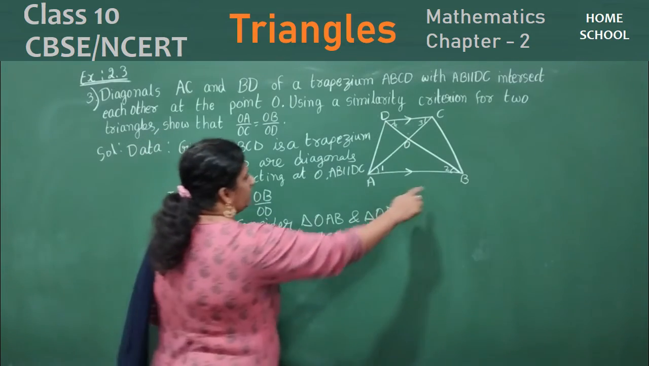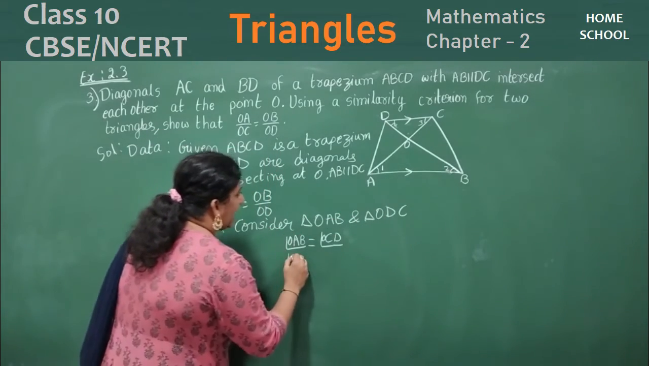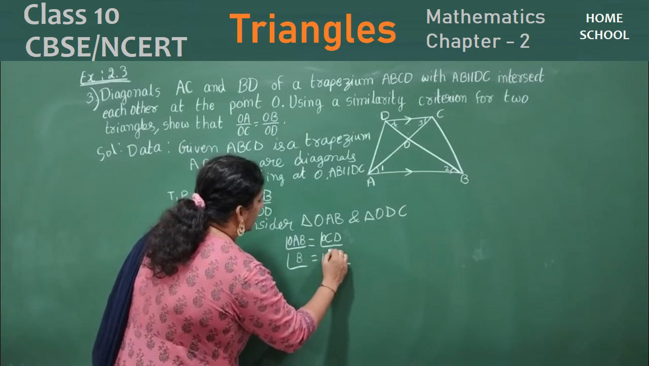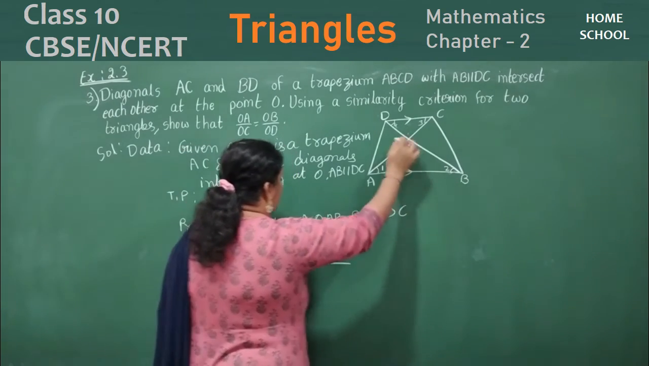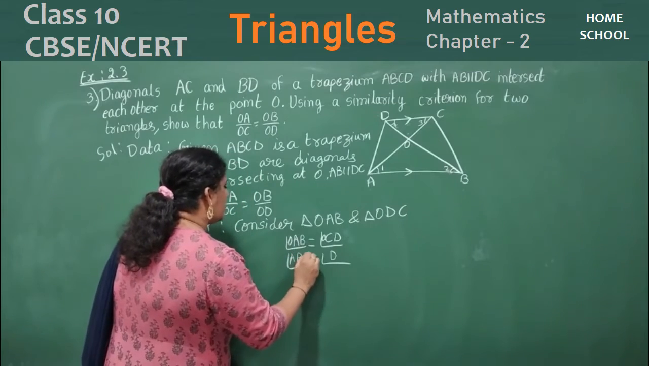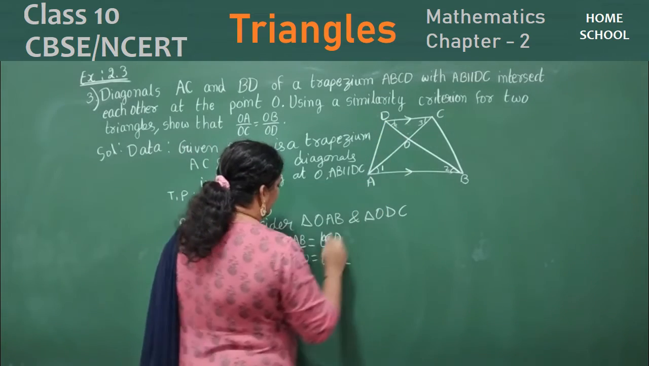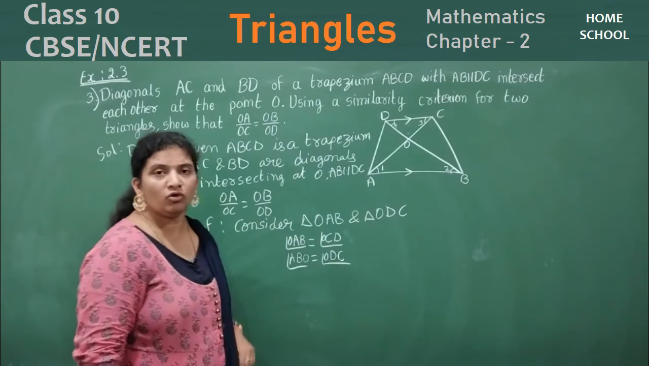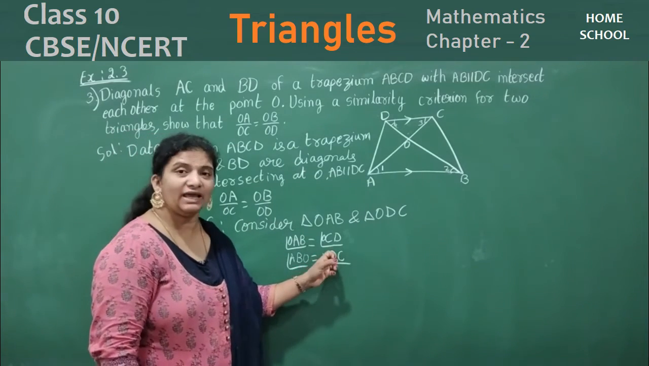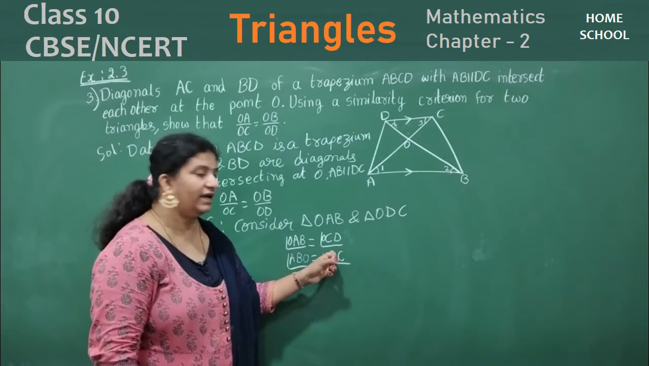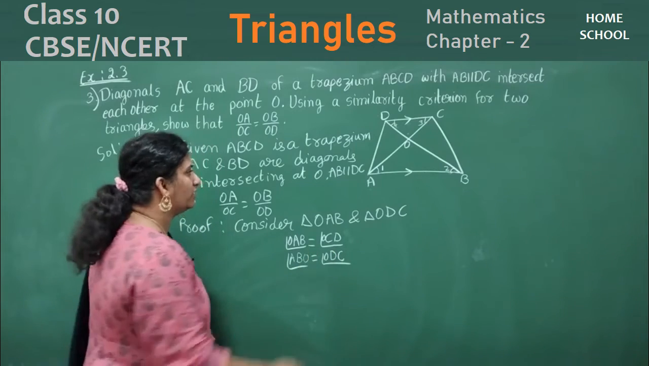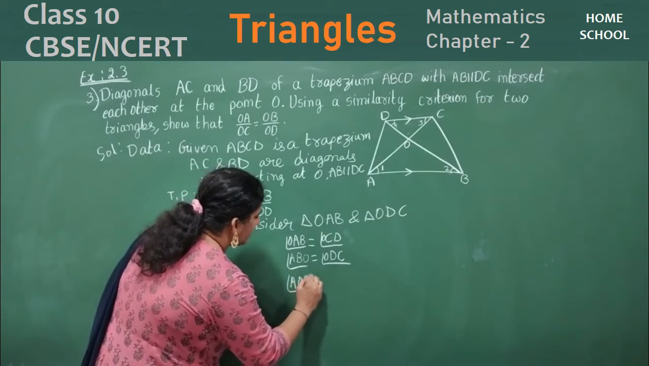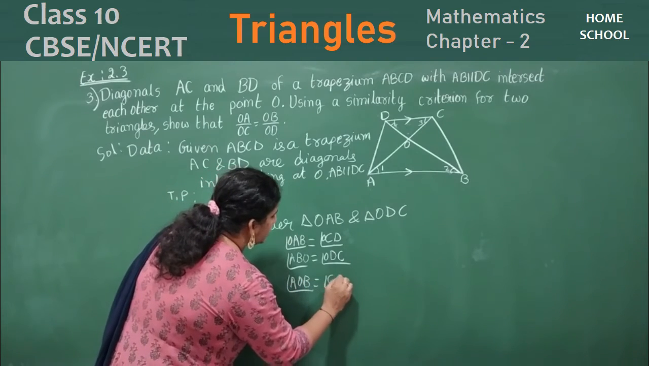So next, this angle, angle B. How do you write here, children? Angle B is equal to angle D. Angle ABO is equal to angle ODC. If you want, you can write CDO also, no problem. But the main angle is the central angle. The center letter that you have, that is important. So next, what is the other one? Angle AOB is equal to angle COD.